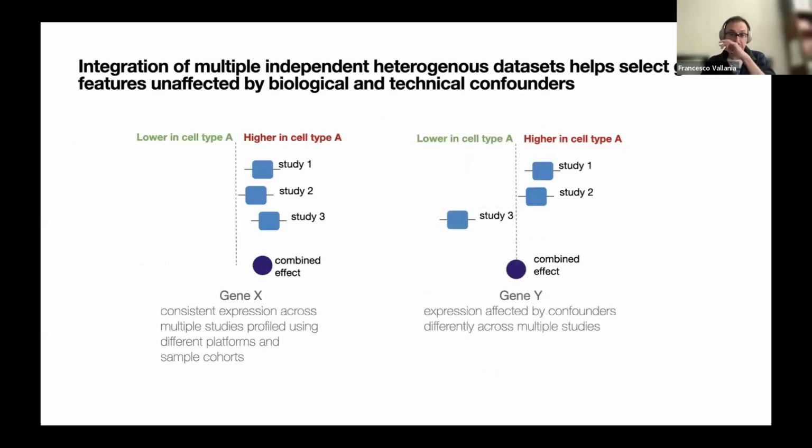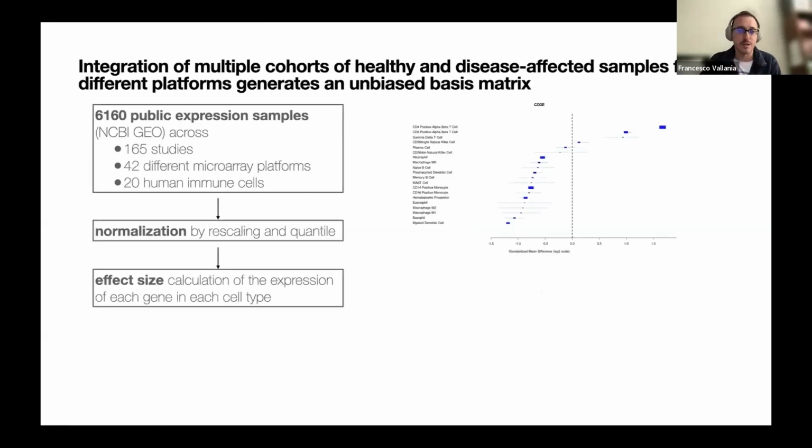And just to give you the idea of what we mean by robustness, when we build these things, we try to integrate as much data as possible, specifically multiple independent studies. For example, if we want to find a gene that is really relevant for a particular cell type, we want to find a gene that is high in that cell type and low everywhere else across multiple studies. Hopefully, that's the situation of gene X, whereas gene Y is not consistent across all these studies, so it doesn't look like it could be a very good biomarker. And so we integrated 6,000 samples from the public domain, from the set of public data that I was telling you about, normalized it by scaling and quantile normalization, and we calculated fold changes through effect sizes.